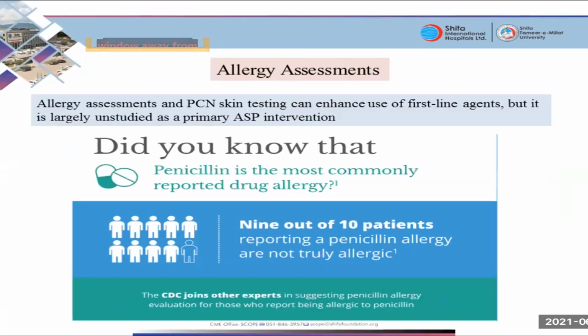Then the allergy assessments are important because we know that most of the patients that report penicillin allergy are not truly allergic. According to one CDC report, 9 out of 10 patients that report a penicillin allergy are not truly allergic. So what happens? The physicians are more inclined to prescribe macrolides or fluoroquinolones as an alternate. But penicillin is the first line agent. It should be used more.